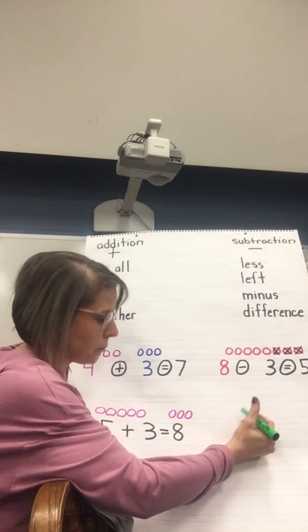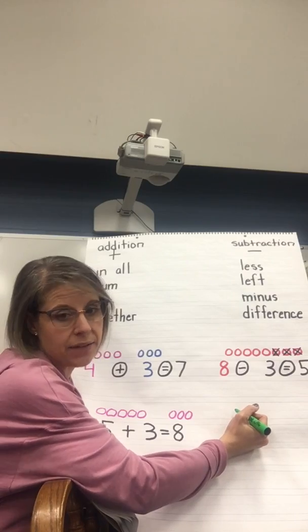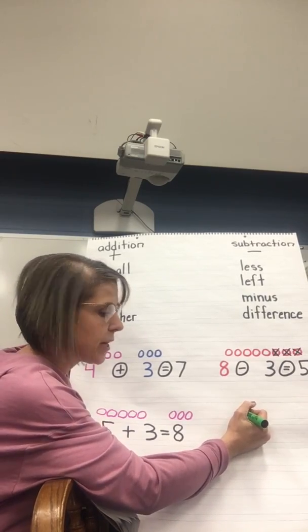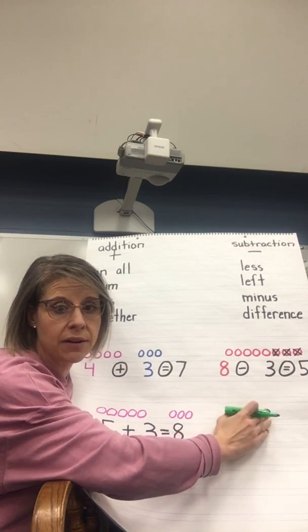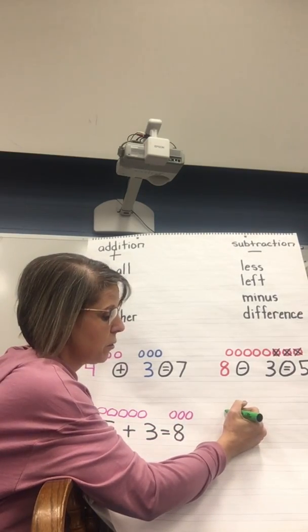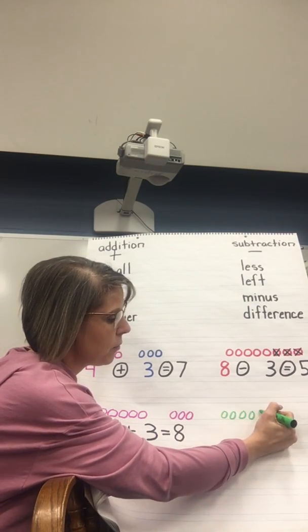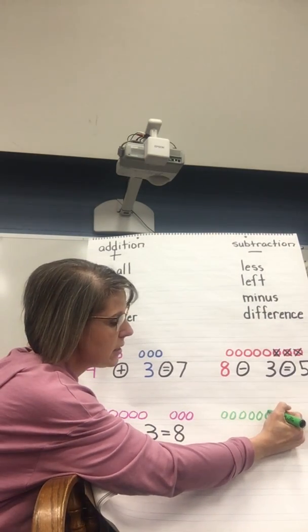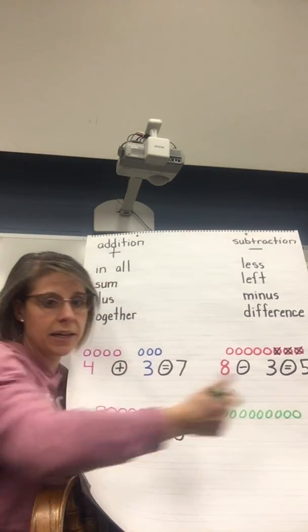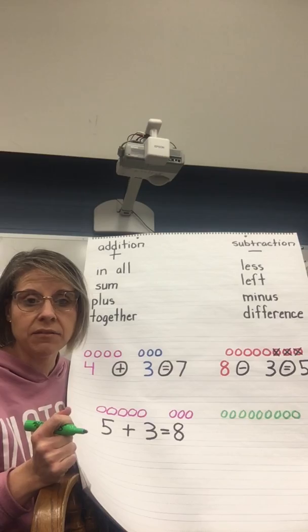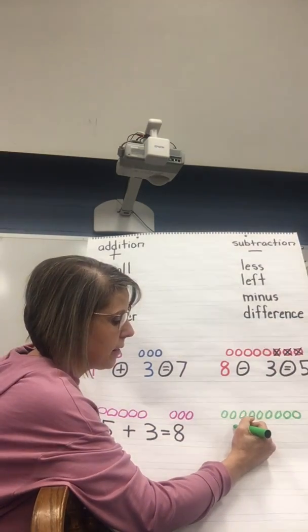There were, let's do 9 green leaves on the ground. So there's 9 green leaves. So first, I'm going to start by making those 9 circles to represent those leaves. So we have 1, 2, 3, 4, 5, 6, 7, 8, 9. So I know I have the 9 green leaves. So the first thing I need to do is write down that number. So I'm going to write the 9.